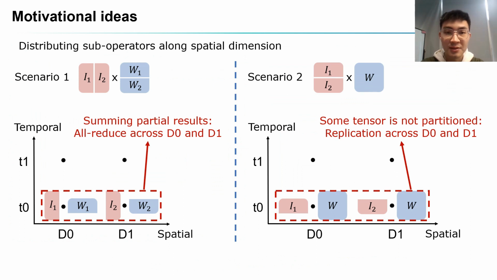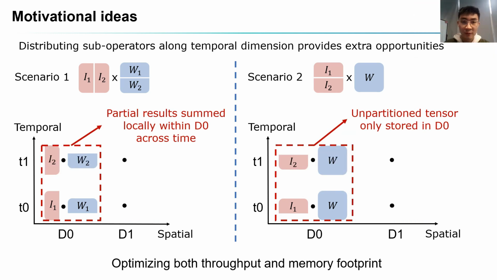Existing tensor partition distributes suboperators along spatial dimensions. When two suboperators generate partial sum results, they require all-reduce across devices. When they share some common tensor, this tensor is replicated across devices. From the perspective of suboperators, they don't necessarily induce all-reduce or tensor replication in these two scenarios. In fact, distributing them along the temporal dimension avoids both of these inefficiencies. This motivation led us to explore spatial-temporal distribution of suboperators.